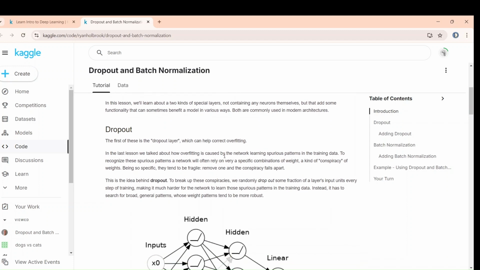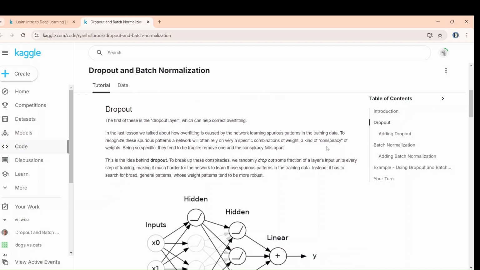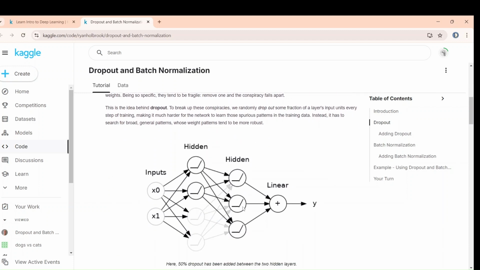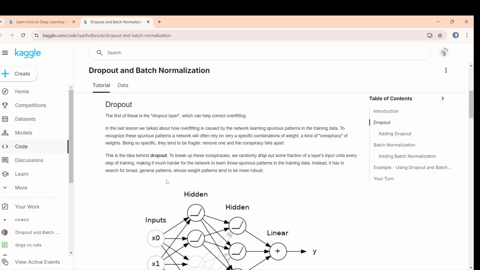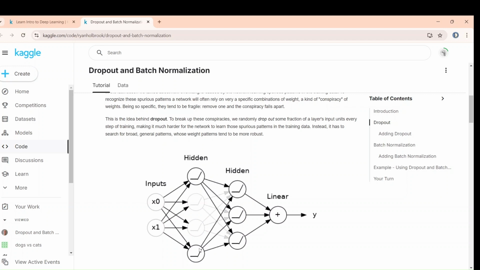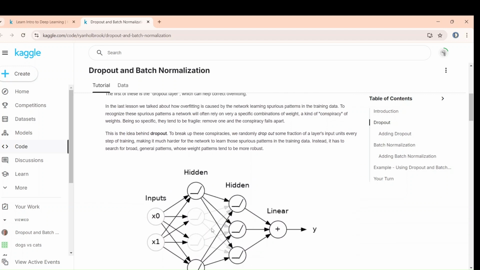So in the last lesson, we talked about how overfitting is caused by the network learning spurious patterns in the training data. To recognize these patterns, a network will often rely on a very specific combination of weights, a kind of conspiracy. As every unit is used every time, they may make some conspiracy of weights. So being so specific, they tend to be fragile. Remove one and the conspiracy falls apart. So if you remove this one, then this unit has to be dependent on the other three. If you remove this one, then it has to be dependent on all these three. So what happens? The conspiracy breaks.